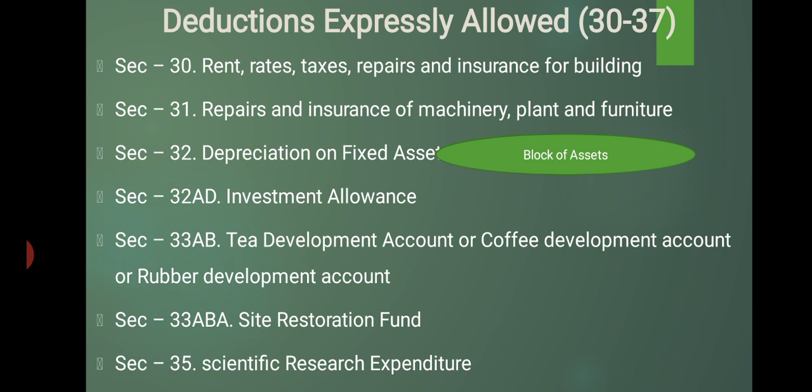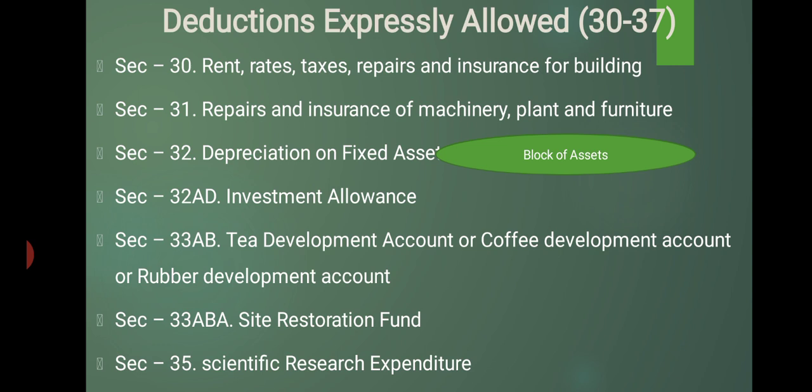And the next one, that is depreciation on fixed assets. Very important point, as per section 32, depreciation is allowed as a deduction. But only one thing, that is it should be used for the business purpose. Depreciation is allowed on the written down value of the asset as per the income tax records. The rate of depreciation calculated under this income tax rule is different from the depreciation calculated under the provisions of the Companies Act. We have already discussed this in our previous classes.